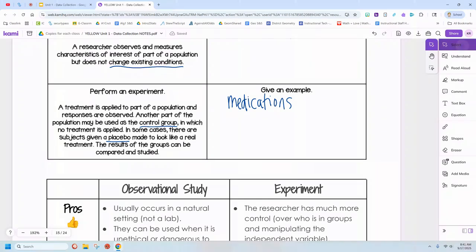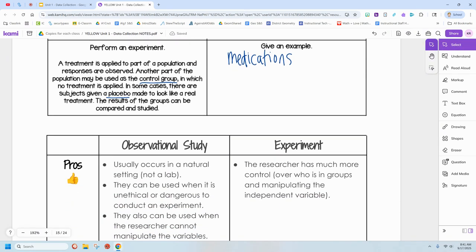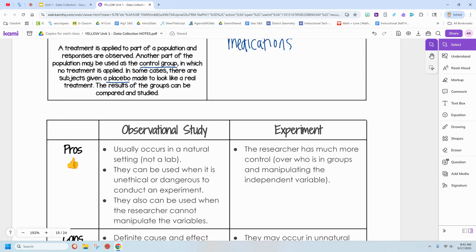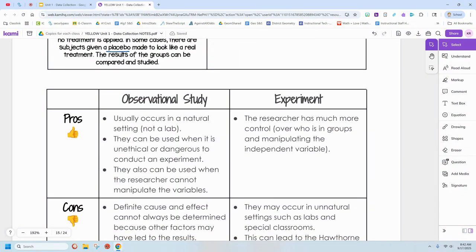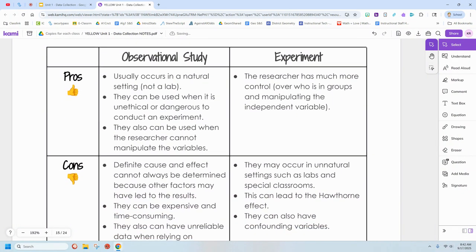And of course, cancer treatments are something that people are constantly trying to find the thing that works. Okay, so people are willing to partake in those medication trials. All right, some more things. Of course, things always have pros and cons.